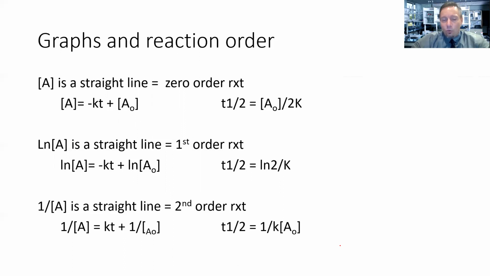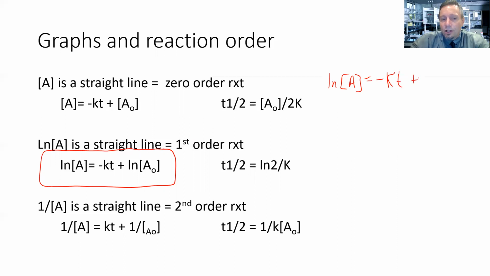But one of the things that I want to look at with you is one way that we can switch these around, and this is really important. We're going to focus on this one right here. Hopefully you remember this already. So I'm just going to rewrite it right here. The natural log of the concentration of A equals negative KT plus the natural log of the concentration of A original. That's the original amount that you had at the beginning.